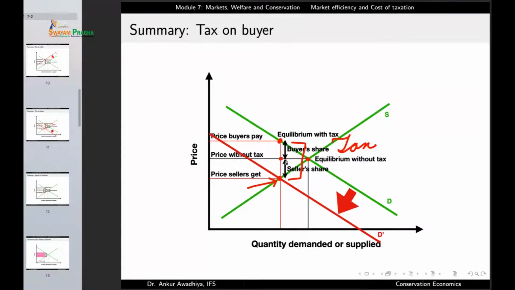So the seller's share is this much, the amount that they were getting before minus the amount that they are getting now. So with both of these, we can understand that whether a tax is imposed on the seller only or on the buyer only, the impacts are the same. The tax gets distributed between the buyer and the seller. So no matter whether the government taxes the buyer or whether it taxes the seller, the net result will be the same. Both will have to pay a particular share.